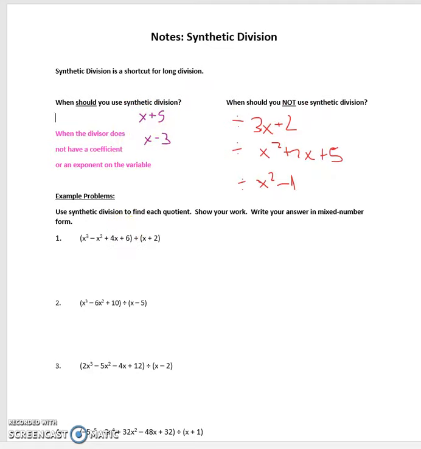So let's go to the example. Use synthetic division to find each quotient, show your work, write your answer, and make number 1. So when you're setting this up, you're going to take this sign and you're going to flip it. Flip the sign. So instead of x plus 2, we're going to look at negative 2.